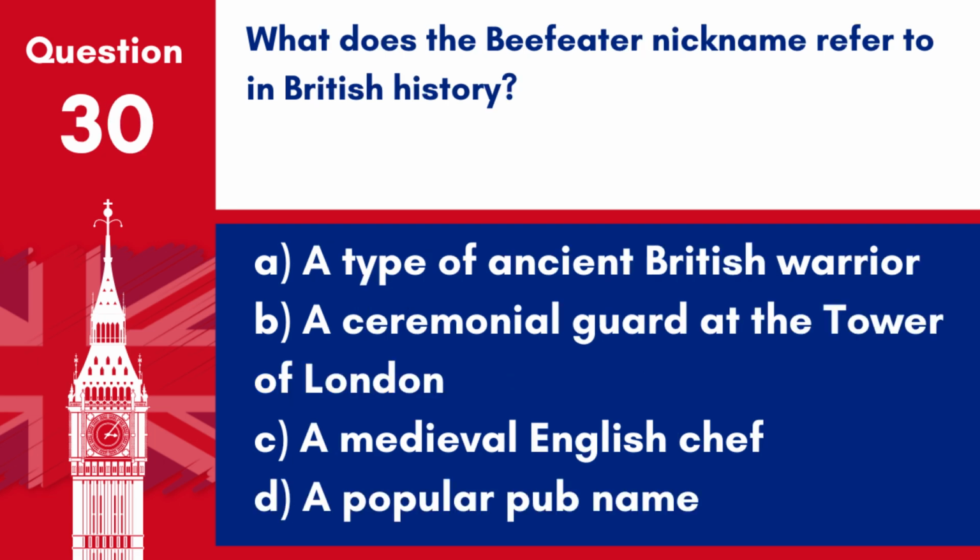Question 30. What does the Beefeater nickname refer to in British history? A. A type of ancient British warrior. B. A ceremonial guard at the Tower of London. C. A medieval English chef. D. A popular pub name. Answer: B. A ceremonial guard at the Tower of London. The Beefeater nickname refers to the yeoman warders, ceremonial guards at the Tower of London.